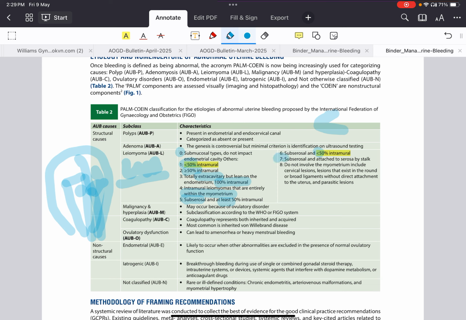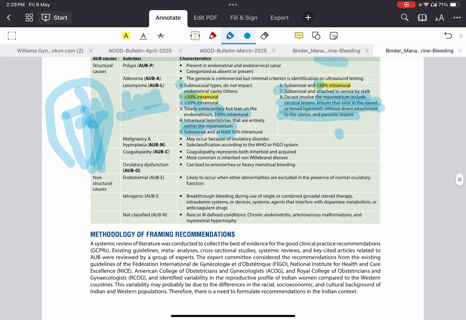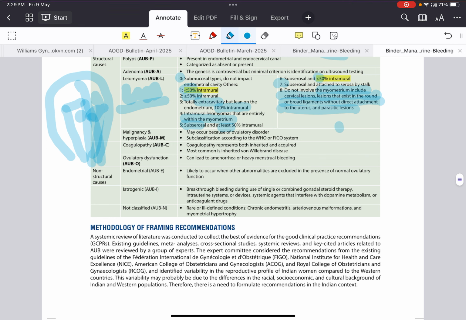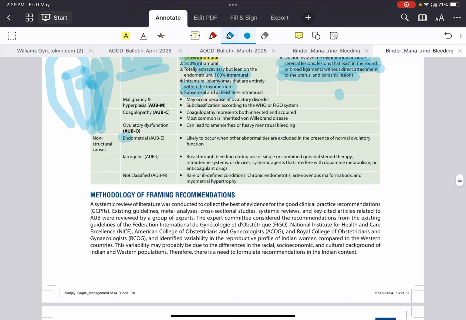Then subserosal attached to the stalk is 7, and if it does not involve the myometrium, including cervical lesions, round ligament, broad ligament without direct attachment to the uterus, and parasitic lesion, then it is 8. Okay, so 5 is less than 50% intramural, 6 is more than 50% intramural. Remember that. And malignancies, coagulopathy, ovulatory disorders, you all know. Then you have non-structural causes like endometrial, iatrogenic, and not yet classified.